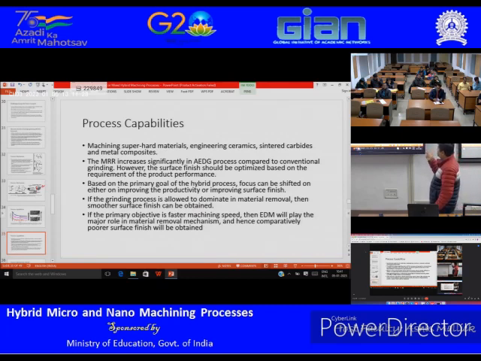The material removal increases significantly in ADG compared to conventional grinding. However, the surface finish can be compromised if you want to increase material removal rate, because the electrical discharge will be the dominating process. Based on the primary goal, you can select whether you want to shift towards more surface finish, that means more of the abrasive action, or more towards the EDM discharges. So if the primary goal is machining speed, then apply higher current and higher discharge energy for EDM to take place, and vice versa.